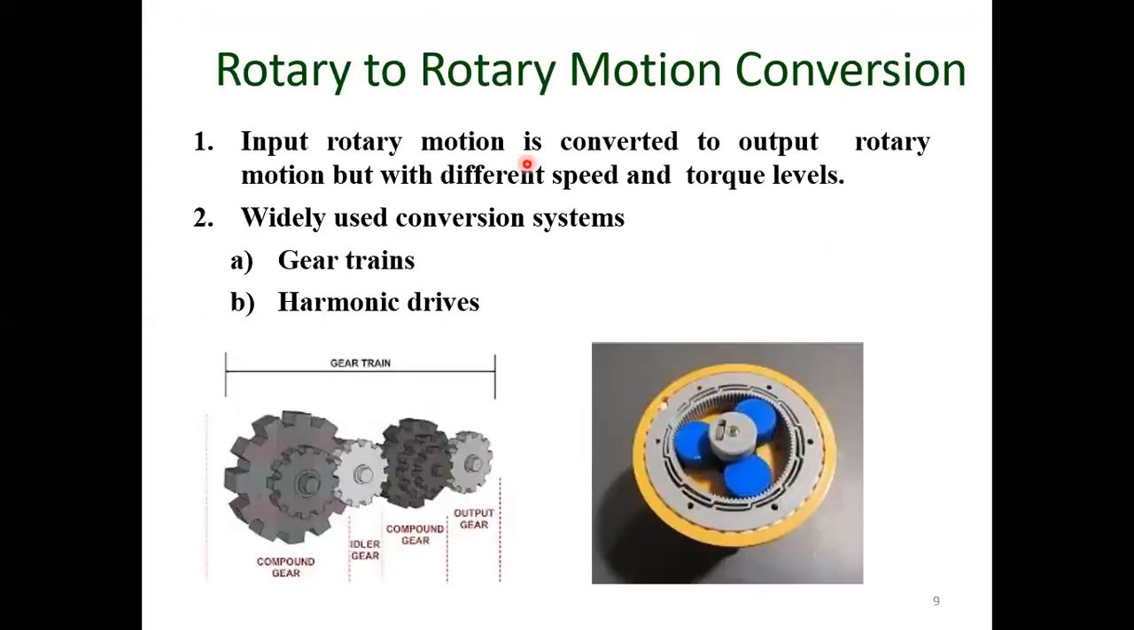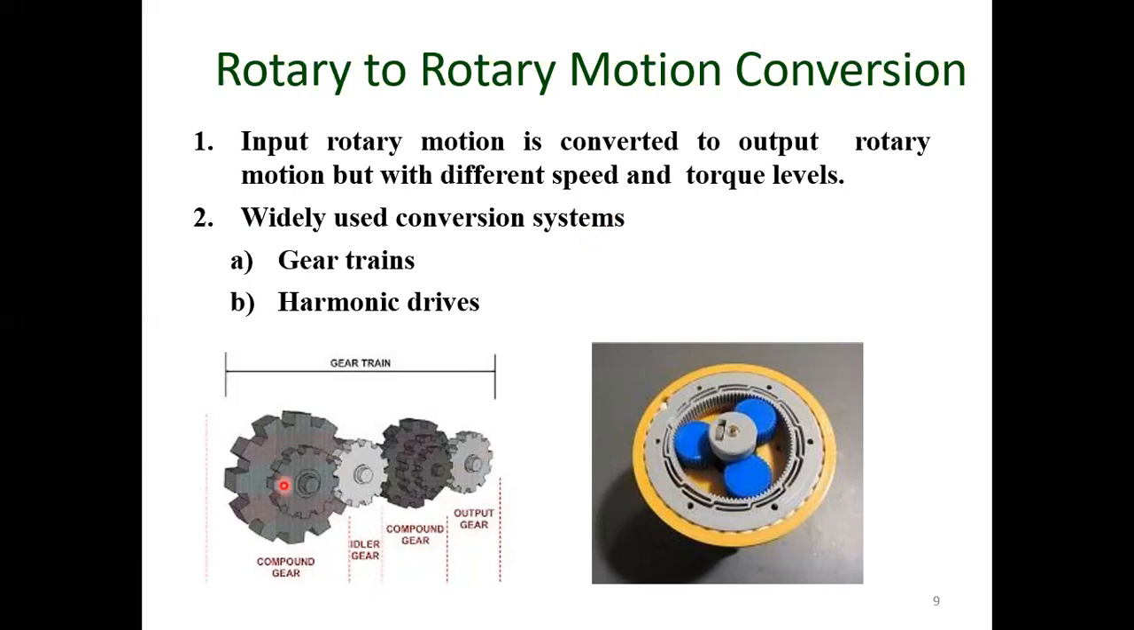First we need to know what rotary to rotary motion conversion is. Input rotary motion is converted to output rotary motion, but with a different speed and different torque levels. Most systems use rotary to rotary motion conversion. Widely used conversion systems are gear trains and harmonic drives. These are the two best examples for rotary to rotary motion conversion.